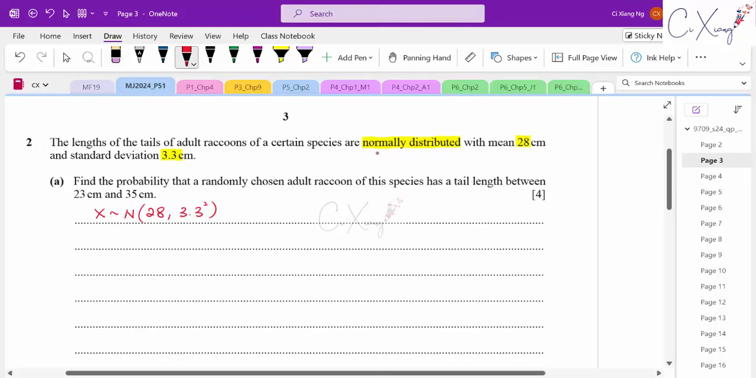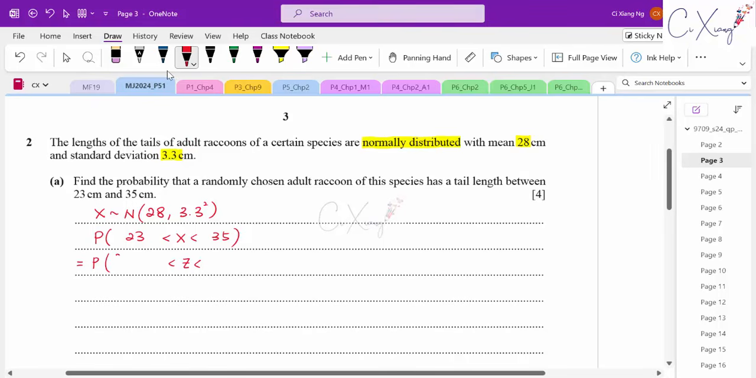Right, then we want to calculate the probability for the length is between 23 to 35. So I'm having 23 to 35. X is between 23 to 35. And since you know that X is normally distributed, right? So you have to standardize them. Standardize it because you can find out the area.